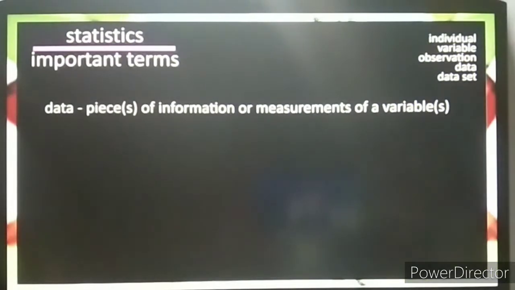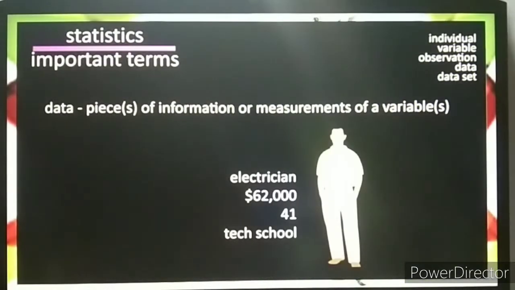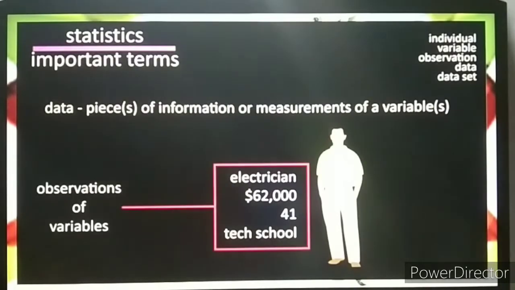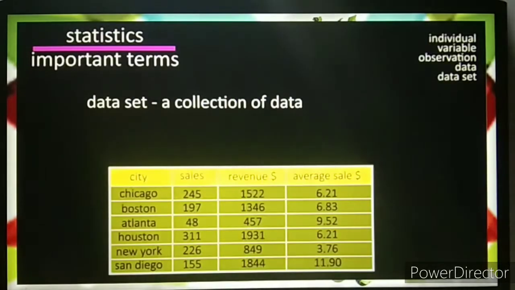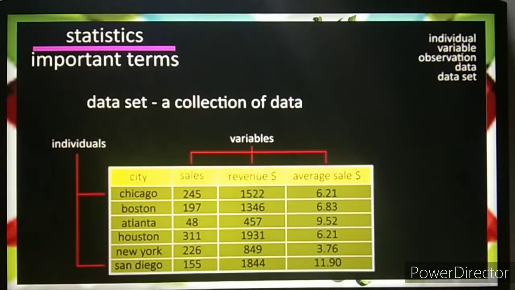Data is a piece of information or pieces of information, or the values or measurements of a variable collected on individuals. All of these would be observations for each of the different variables. A data set is a collection of data, so this table lists the individuals, the variables, and each of the observations for each of the individuals. This little table here would be considered a data set.